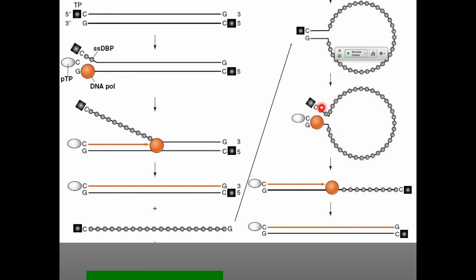And so this gives you an exponential amplification as opposed to just a geometric amplification. So going from 1 to 2 to 3, now you can go from 1 to 2 to 4 to 8 to 16, et cetera. And it's only because you have these inverted terminal repeats that you can have this amplification. If you didn't have inverted terminal repeats, you could still replicate, but it wouldn't replicate as fast.